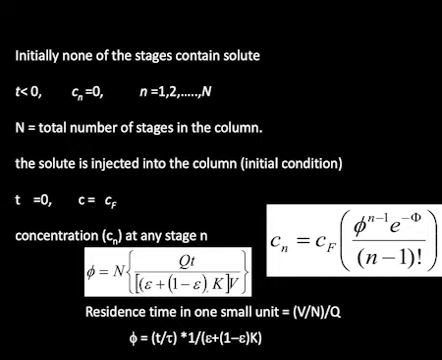initial conditions. That means at time less than 0 there is no solute at all present, the column has only the mobile phase, there is no solute flowing. So all the stages, stage 1 to stage N, will have concentration of the solute equal to 0.